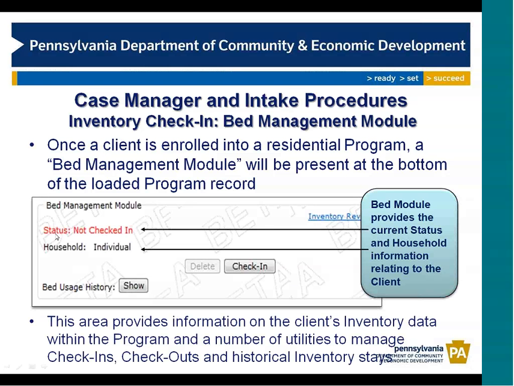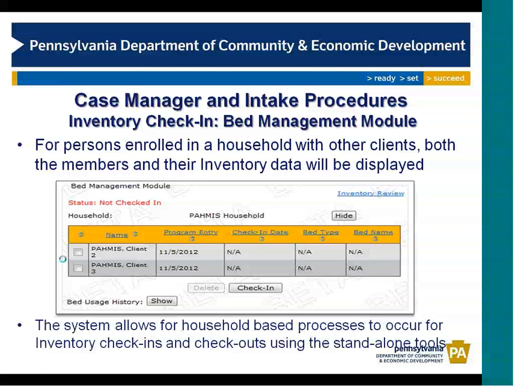Basically, every person will have a couple different statuses. They'll be not checked in, which means they're not in inventory, or their status could be checked in, which means they are currently in inventory. Now, along with all the other processes, the system also shows household information inside this bed management module. So anybody that's checked into a residential program with a household, it'll show the household name along with all the household information by default. It'll show their names, and also if they're in inventory, it'll show their inventory information as well, because as I'll show you, it allows household-based check-ins and check-outs.